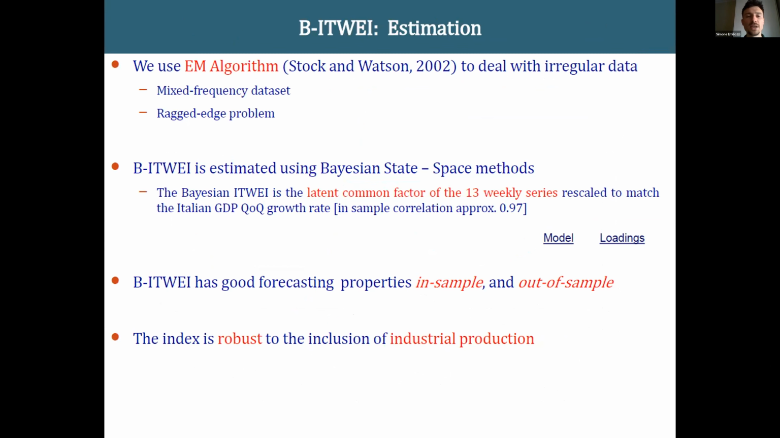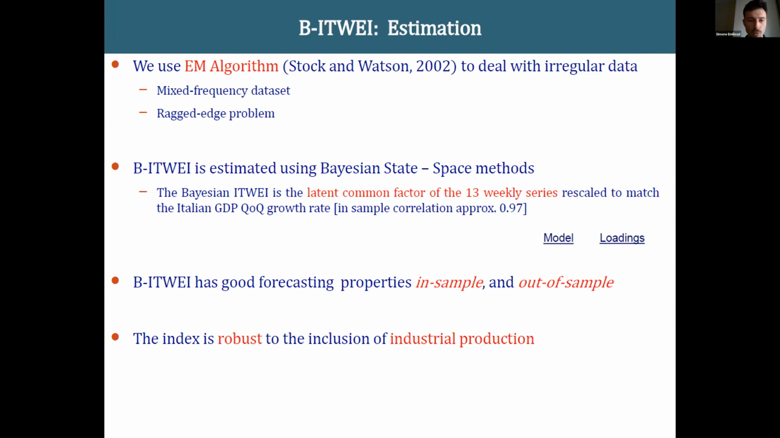These slides summarize the estimation. As I told you, we have a mixed frequency data set. So to fill the missing data and to deal with the ragged edge problem, since data are updated irregularly, they come in an irregular manner, we use the EM algorithm à la Stock and Watson 2002 in order to fill the gaps. And once we have filled the gaps, we use state space methods.